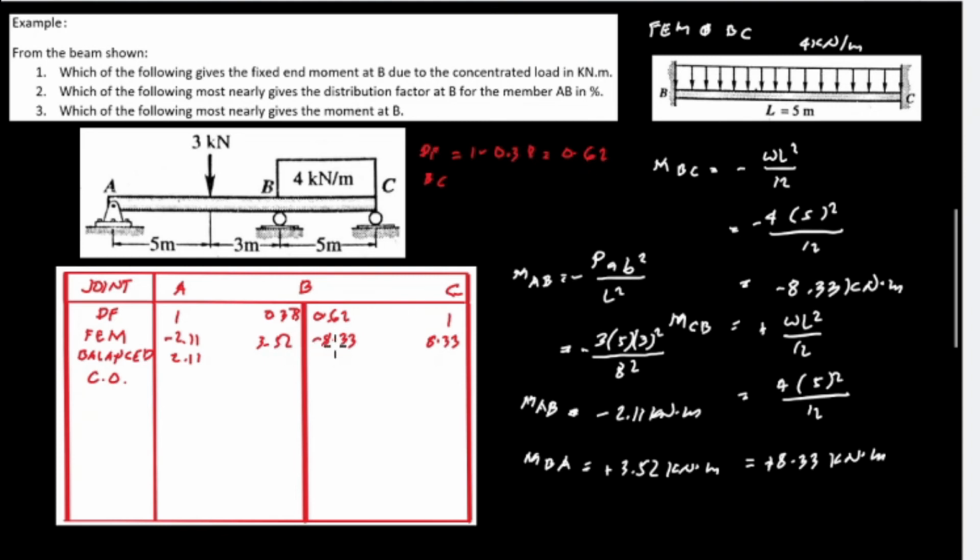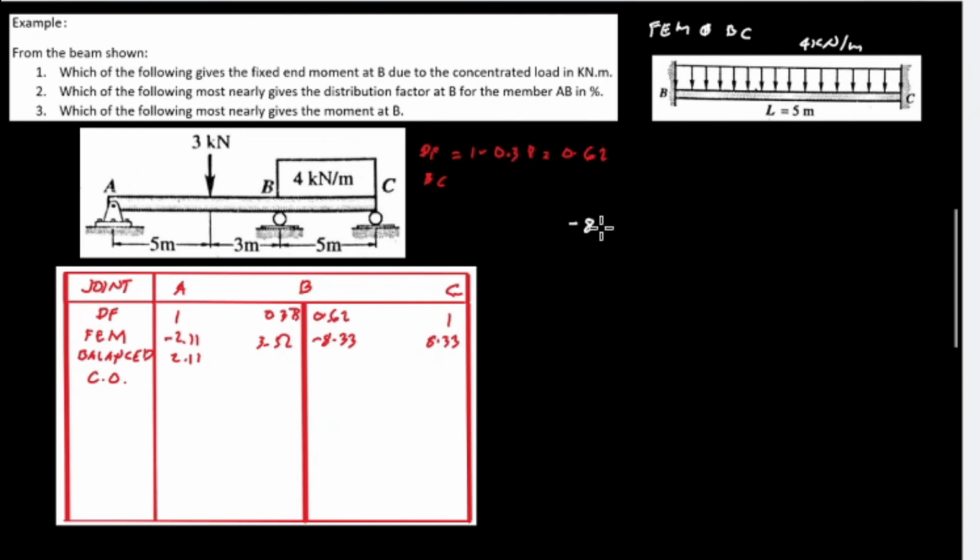The fixed end moment of joint B, we have two values, 3.52 at BA and negative 8.33 at BC. So let's check. At joint B, negative 8.33 plus 3.52, and the value, that's negative 4.81. That's the fixed end moment at B. And we will distribute that based on the distribution factor of BA and the distribution factor of BC, which means we will multiply and change the sign.